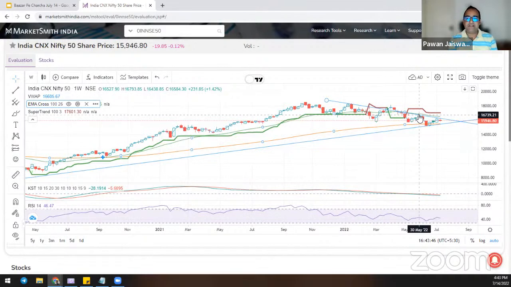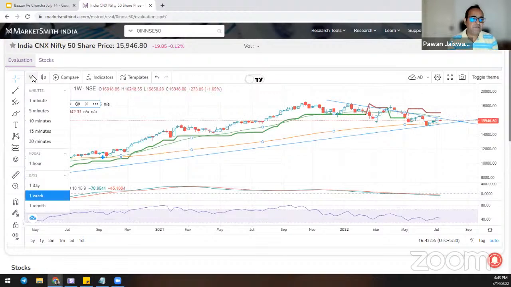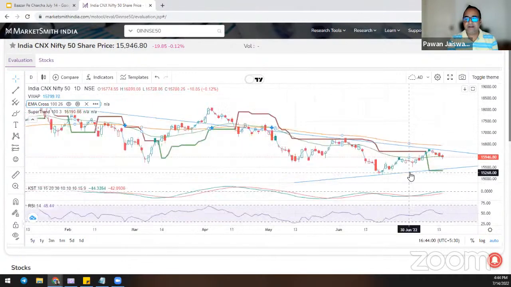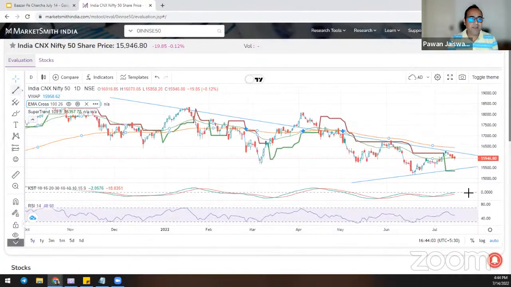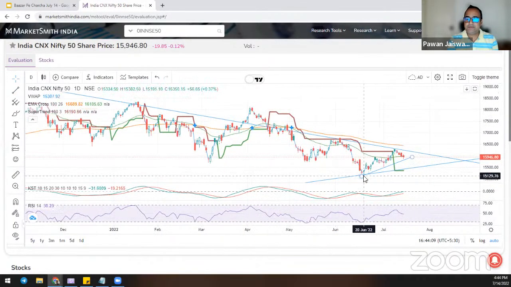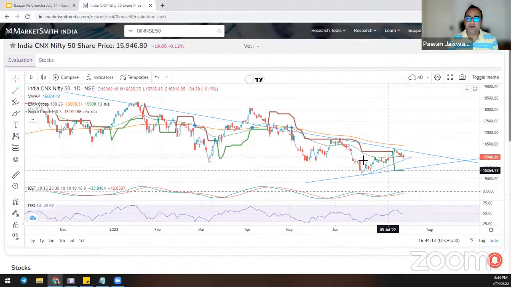But meanwhile, it is sideways. Meanwhile, it is in correction from a mid to long term perspective, mid term to be precise, the next 2-3 quarters. But from a short term perspective, let me shift to the daily chart. We are in this bounce back mode.